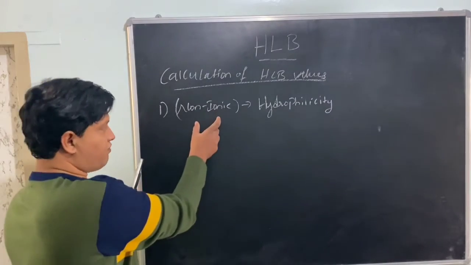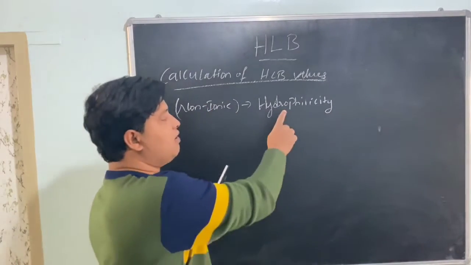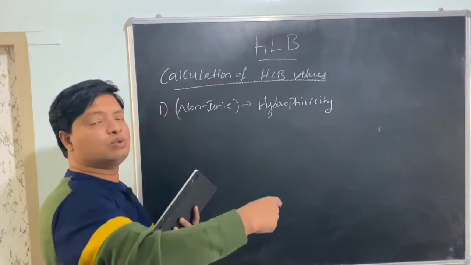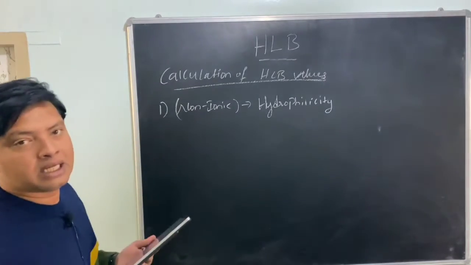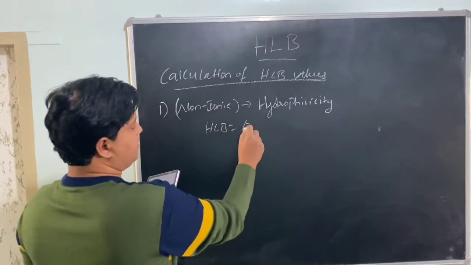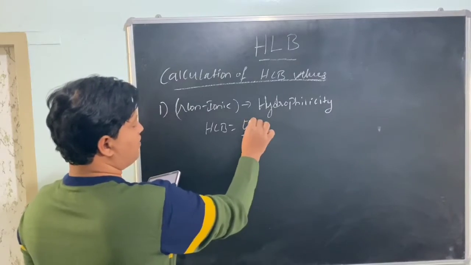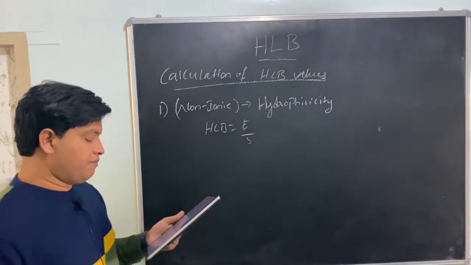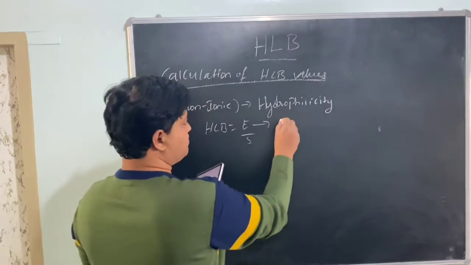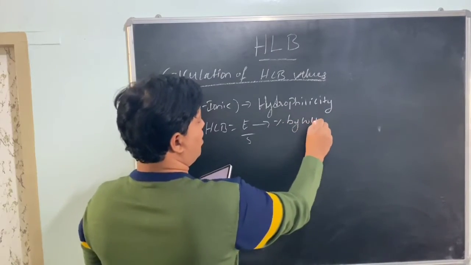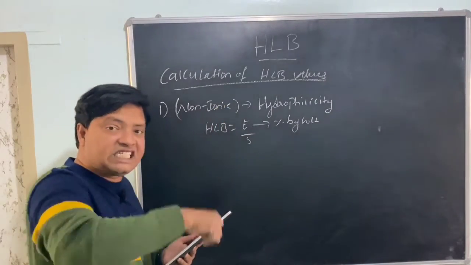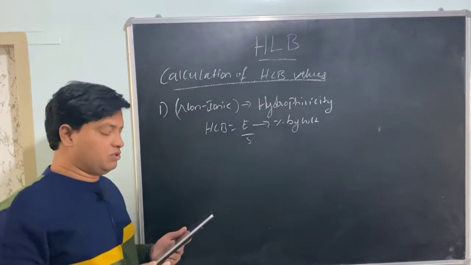remember, you have a non-ionic surfactant, which is amphiphilic in nature, and the hydrophilicity is due to the ethylene oxide moiety. In that case, you measure the HLB value by the following formula: E by 5. HLB value is equal to E by 5. What is E? E is the percentage weight by weight of ethylene oxide. So remember, this is for a non-ionic surfactant whose hydrophilicity, not hydrophobicity, is due to ethylene oxide.